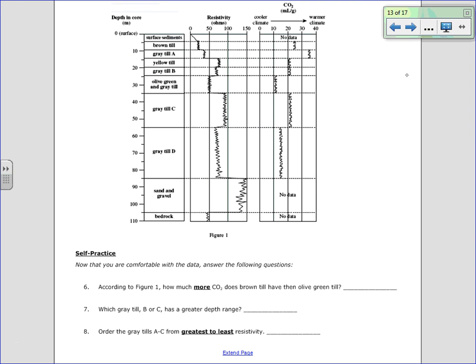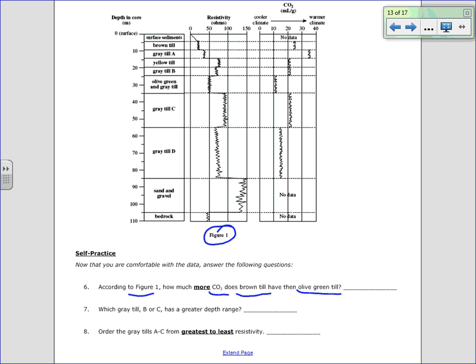All right, if you are pressing play right now, that means you are ready to go through questions 6 through 11. If you are not ready to go, please press pause again so that you can finish them up. Question 6, according to figure 1, we need to look at figure 1, how much more CO2 does brown till have than olive green till?